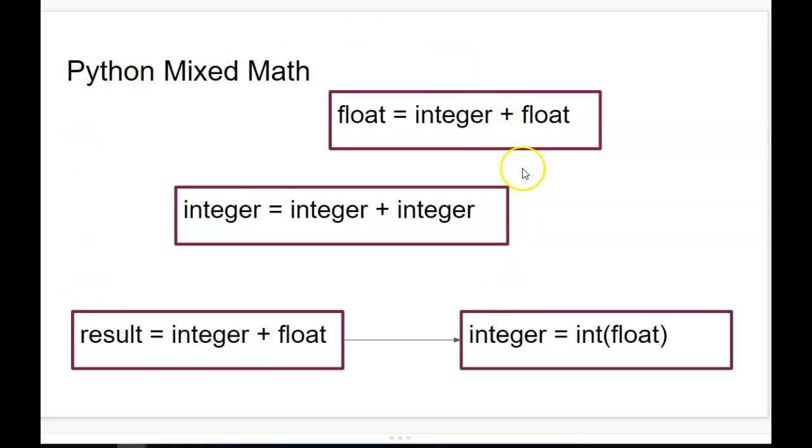So here's an example of some mixed math. If I take an integer and I add it to a float, I should get a float. If I add two integers, I should get an integer. And this last one down here, if I add an int and a float, I get a float. But then I can convert that float back into an integer.